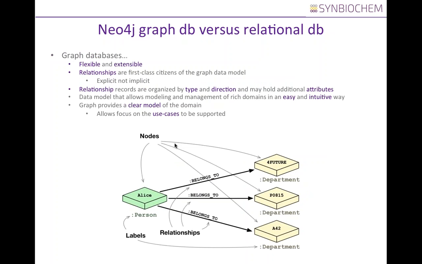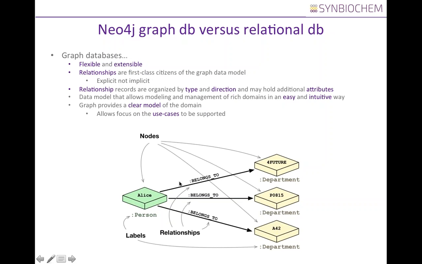Graph databases are flexible and extensible. We can come up with a data structure and tweak it over time. You know, these things aren't fixed. And it's partly because the relationships are first-class citizens in the model, we actually explicitly define the relations between concepts and between nodes. And these are organized by type and direction, and the relationships themselves may include attributes.